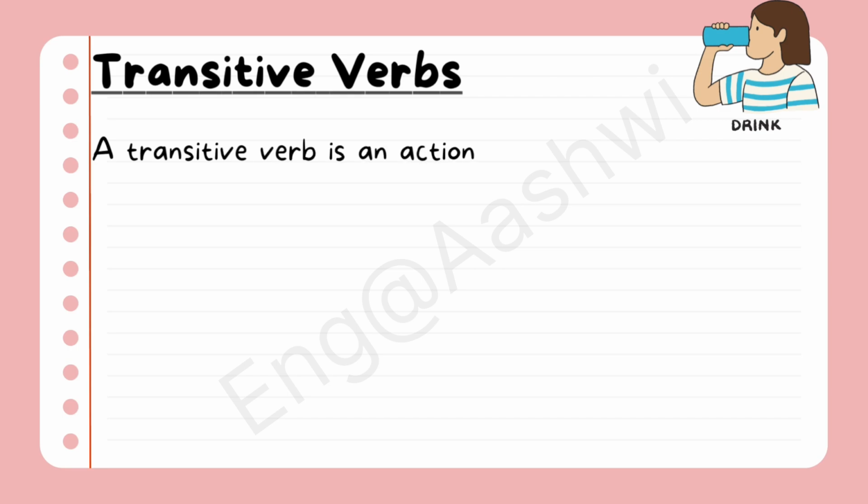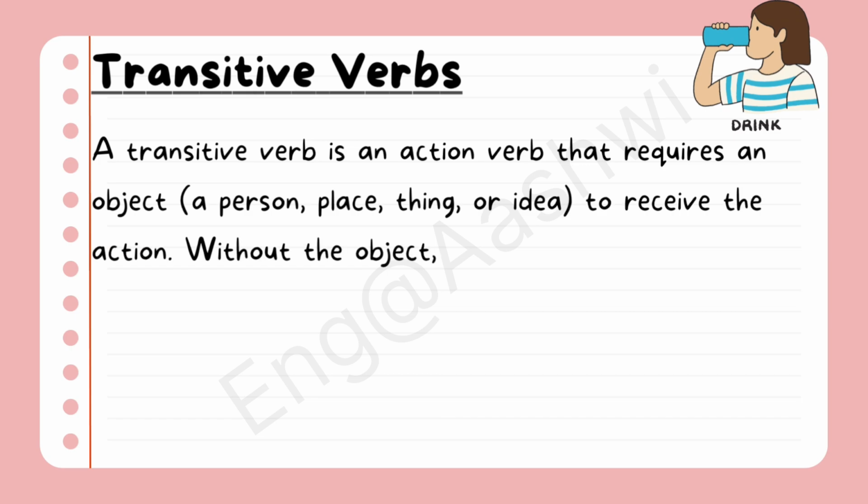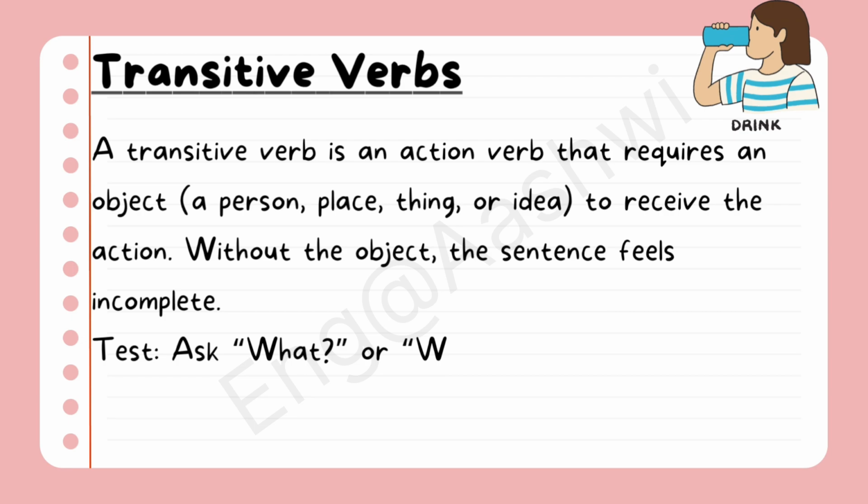Transitive verb. A transitive verb is an action verb that requires an object. An object can be a person, place, thing, or any idea, to receive the action. Without an object, the sentence feels incomplete.